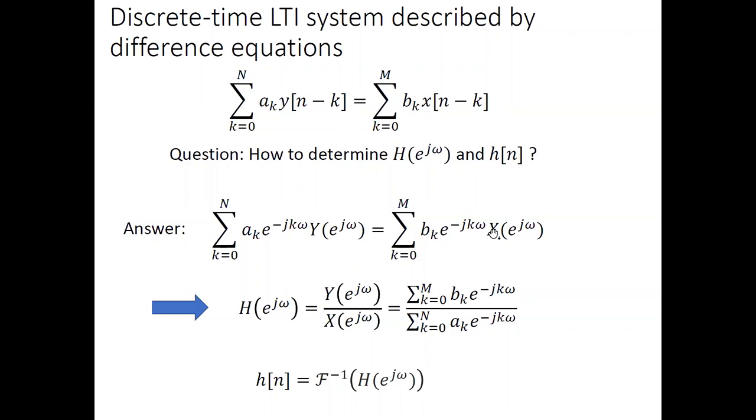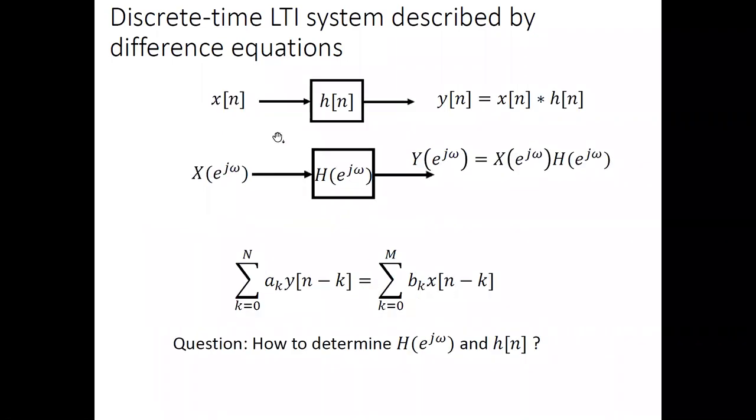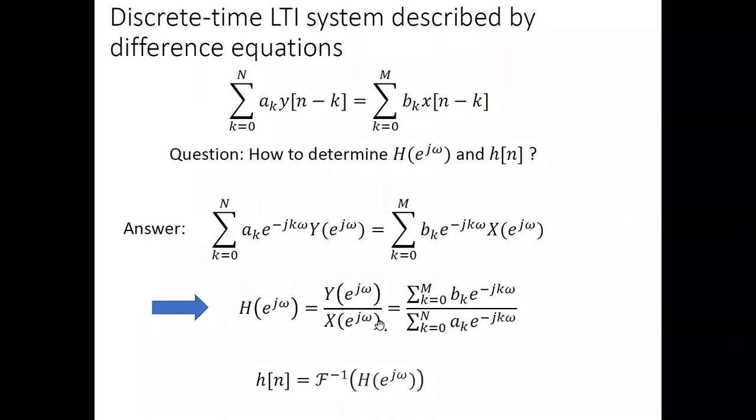So why is this structure useful? Because on the left-hand side, all the terms inside the summation have a common factor capital Y. On the right-hand side, they all have a common factor capital X. So we divide by X on the left-hand side, and we divide the summation of ak exponential minus jk omega to the right-hand side. So what we get is Y divided by X is this polynomial of bk's divided by the polynomial of ak's. And from this figure, we know that Y divided by X is the capital H. Okay, so now we have obtained the frequency response capital H of the LTI system.